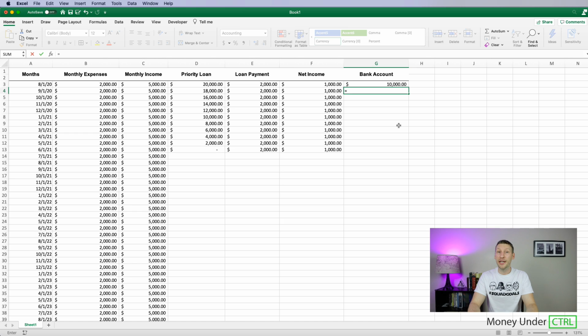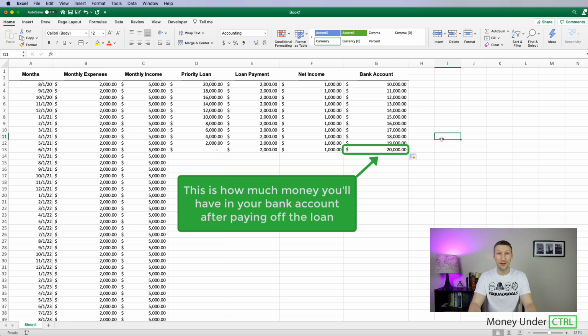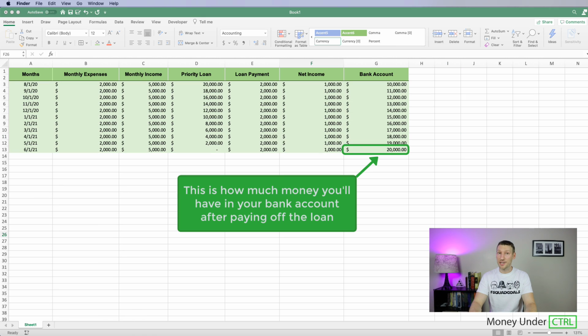Bank account has a pretty easy formula as well. In the cell right below the initial bank account amount, you'll need to put in the formula like in this example. Equals G3 plus F3. G3, highlighted in blue, is your initial bank account amount. F3, highlighted in red, is your net income. If you had $1,000 in your net income, F3, and $10,000 in your bank account, G3, the output of this formula would be $11,000. You get the idea. Now, you just need to copy this formula down this column, and you should be good to go. Once completed, it will look approximately like this.